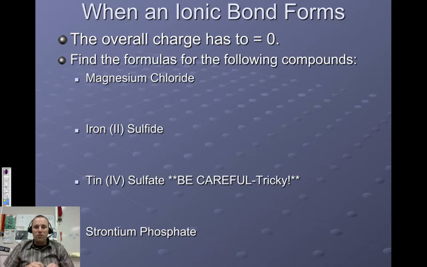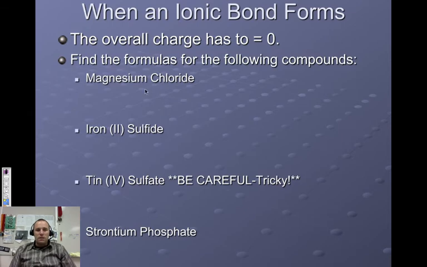So, when an ionic bond forms, the overall charge has to be 0. So when you're writing the formula unit for the compounds, you have to make sure that the charge balances out. So let's do a little bit of practice here on writing the chemical formulas.